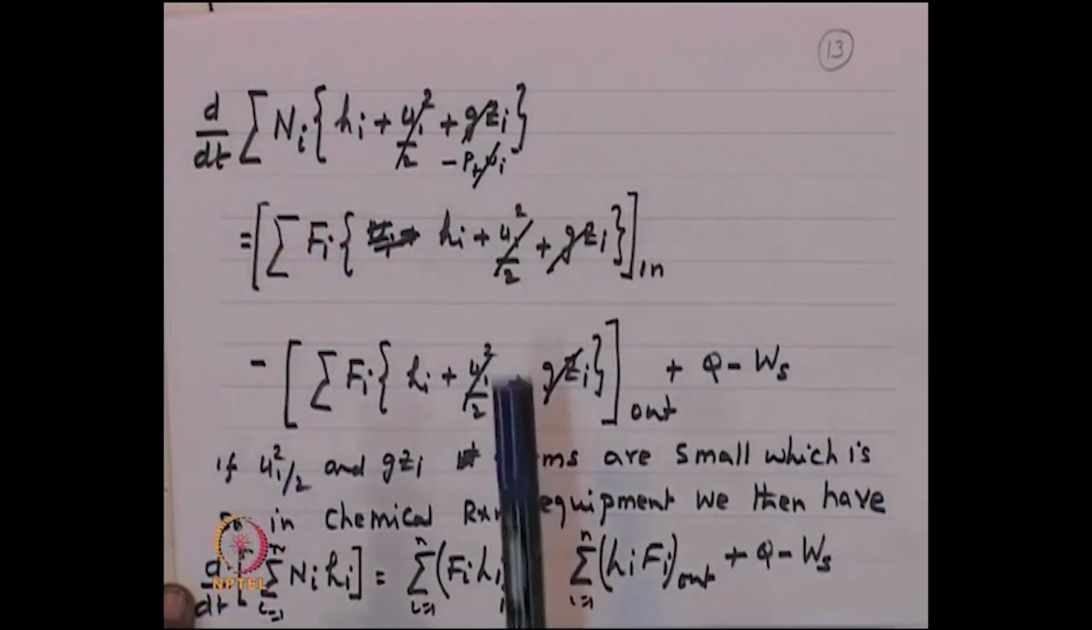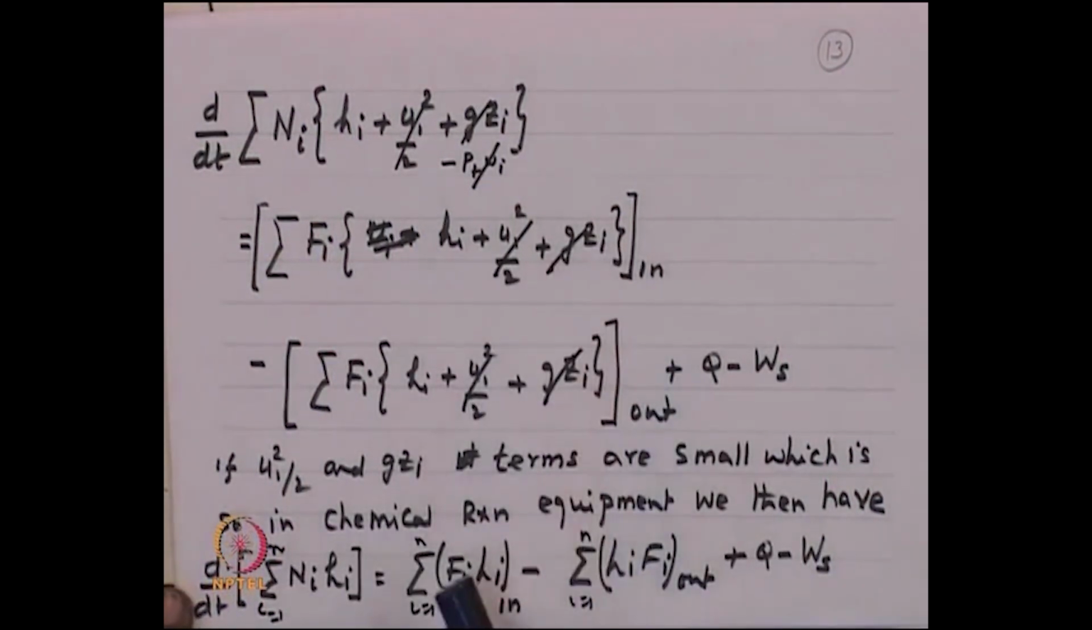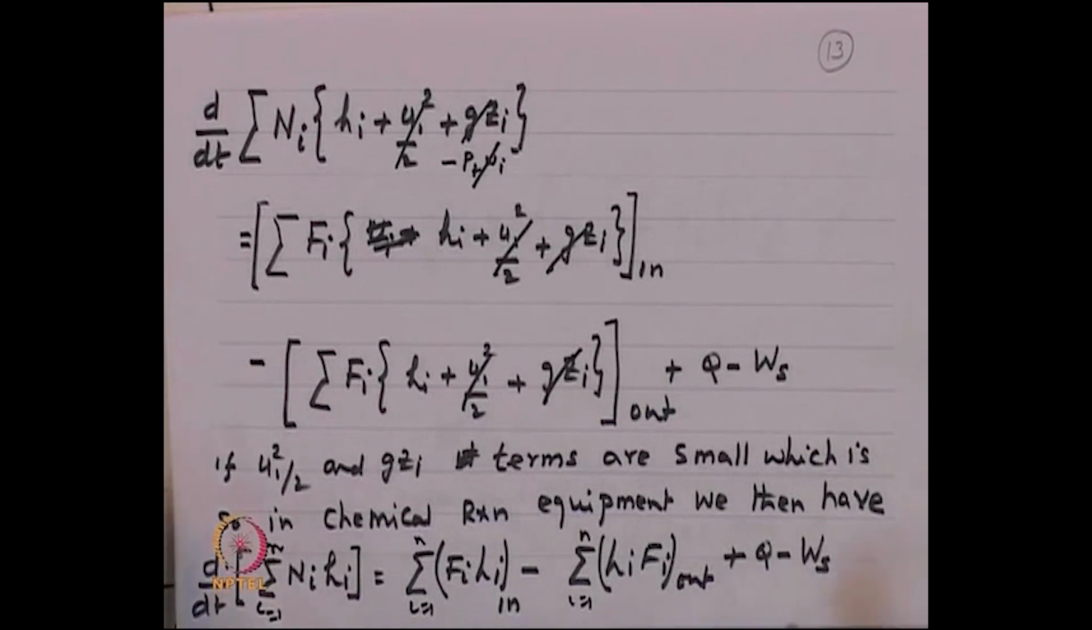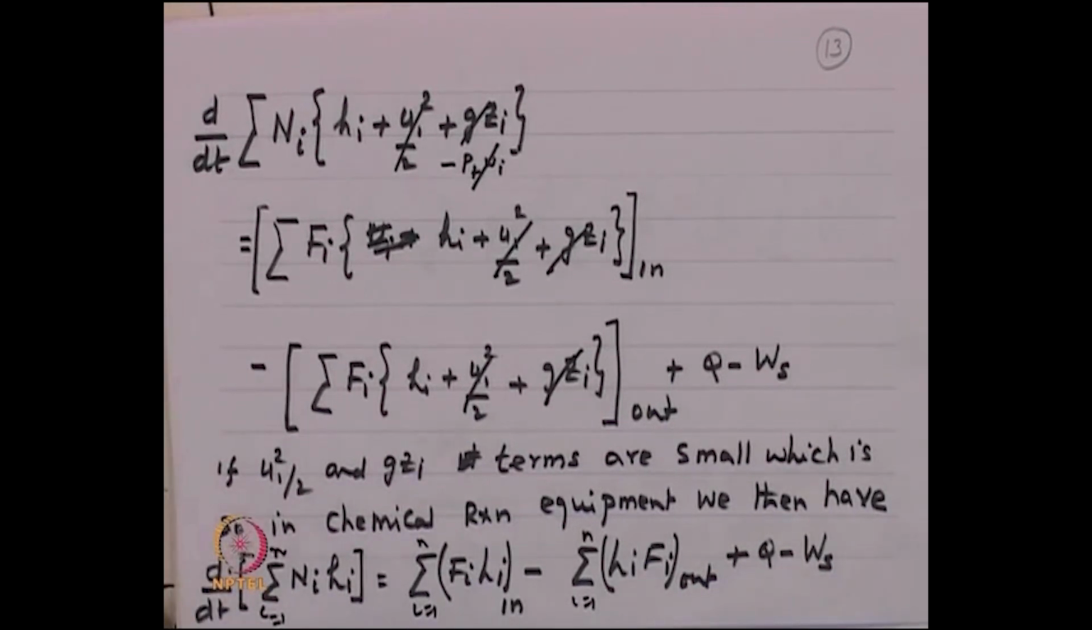On the right hand side, we have neglected kinetic and potential terms, which by and large may be right in most cases, but there are situations where they may not be correct. So, just to summarize, what we are saying is that a simplified representation which involves only N_i H_i on the left hand side and F_i H_i on the right hand side is a very simplified representation, which will apply for most cases, but may not be for all cases.